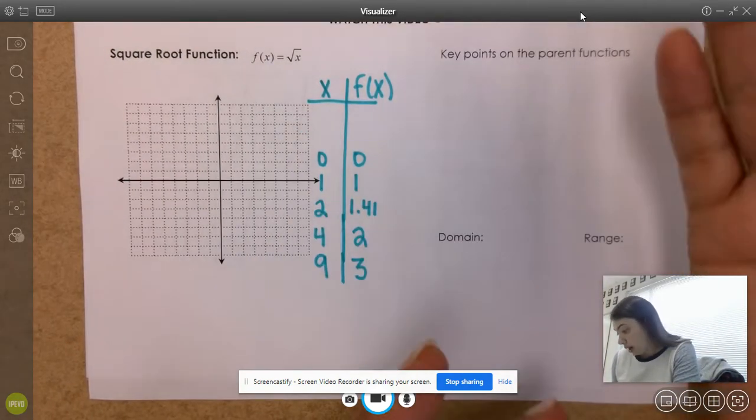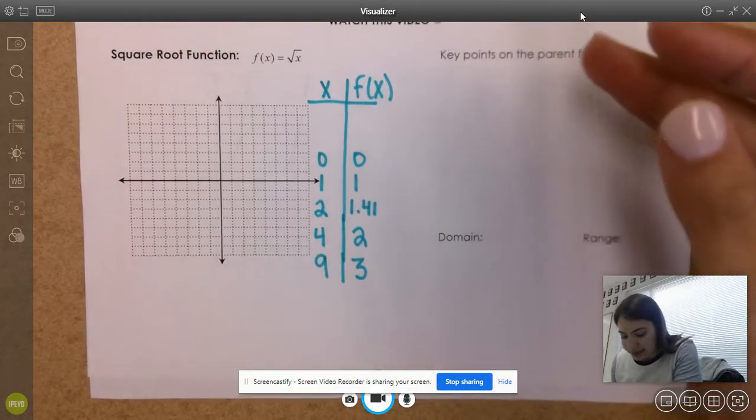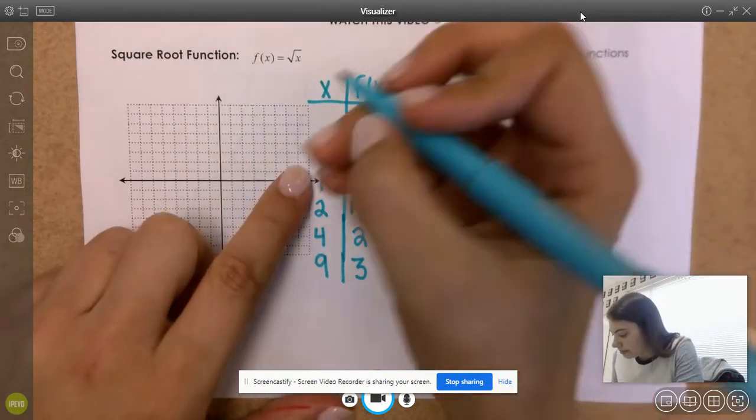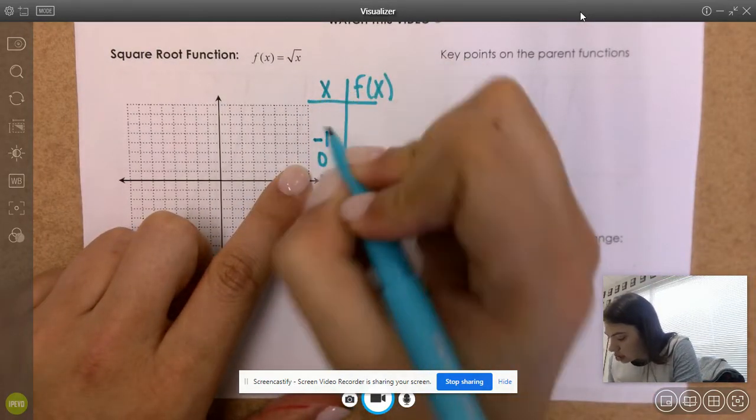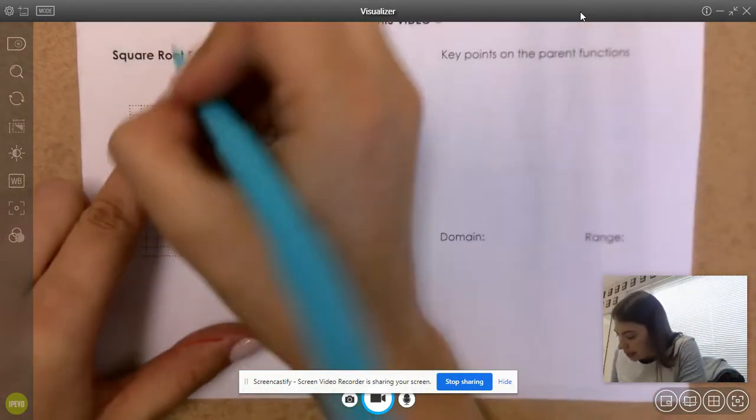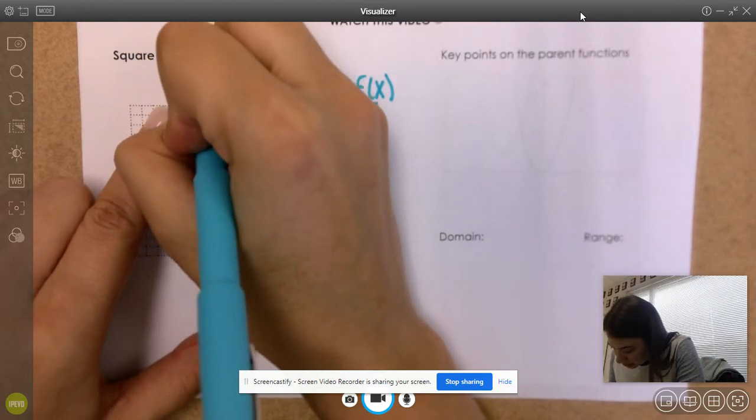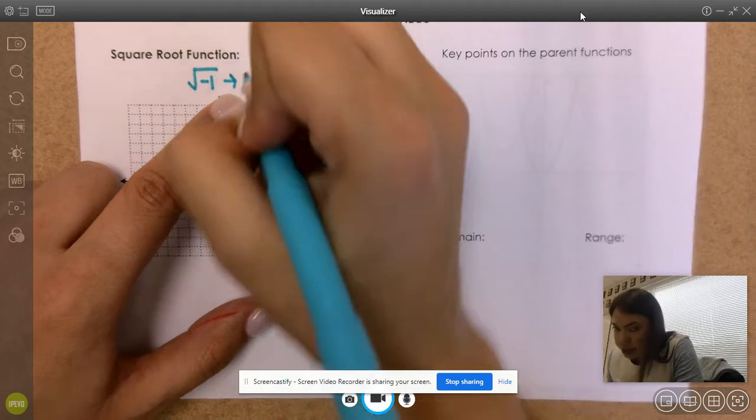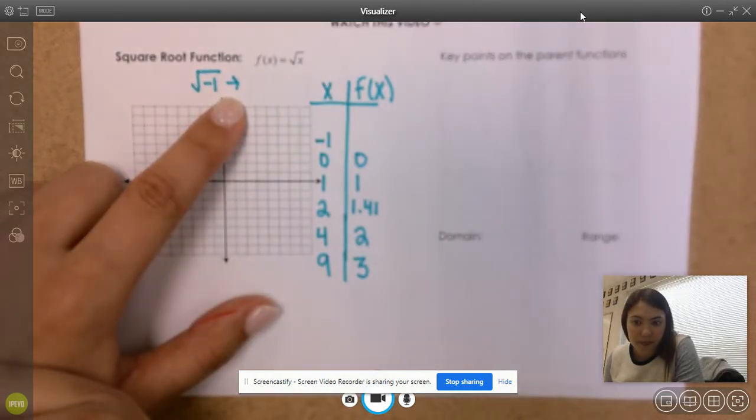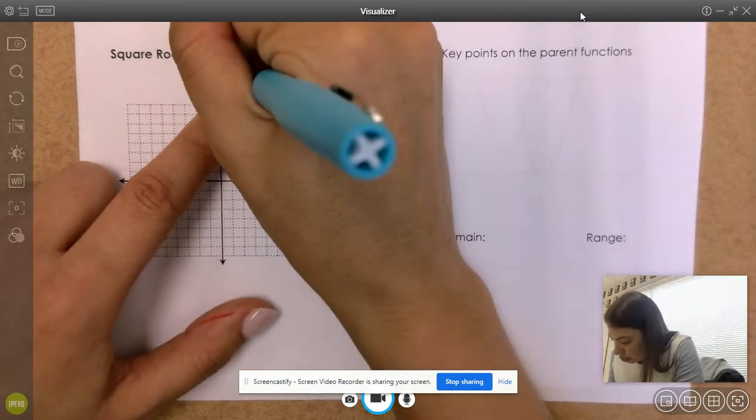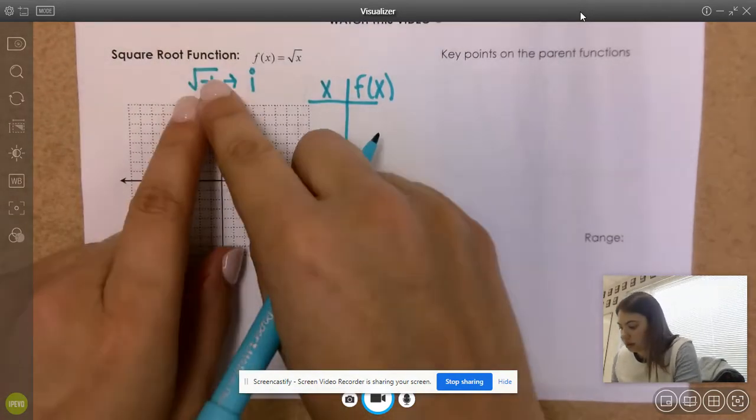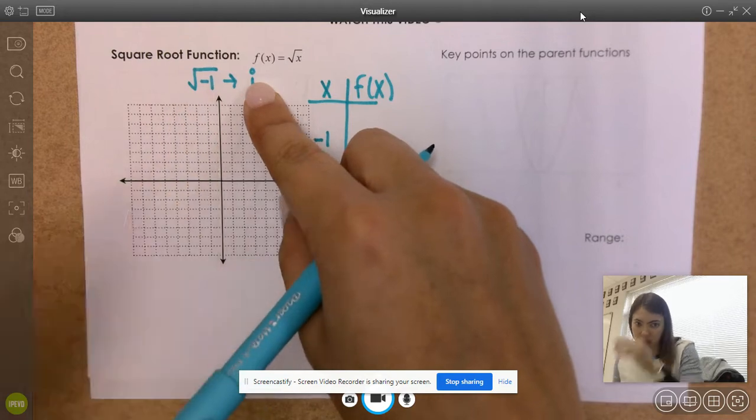Okay, so great. Now though, let's take a look at what happens when we look at these negative values. Well, if we're looking at the square root of -1, we talked about this first semester. -1 under the radical gives you that value of i, right? An imaginary value.